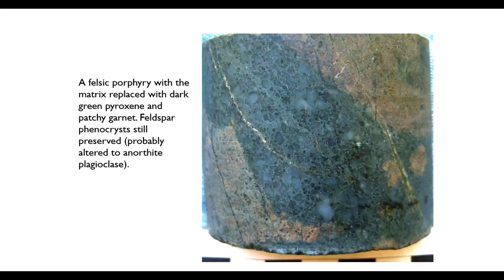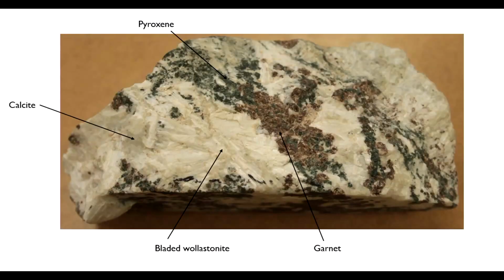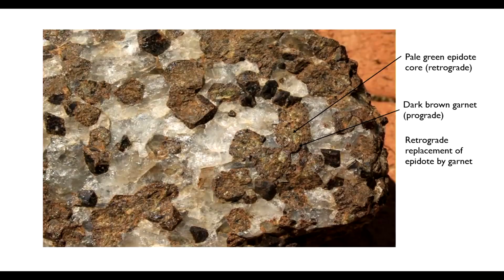What's this one? All right, yeah. Variations on a theme. This is a nice example. In this case we have calcite, garnet, pyroxene, quite prominent. We've got this bladed mineral called wollastonite, which is a calc-silicate assemblage that forms at reasonably high temperatures. Another variation on a theme there.